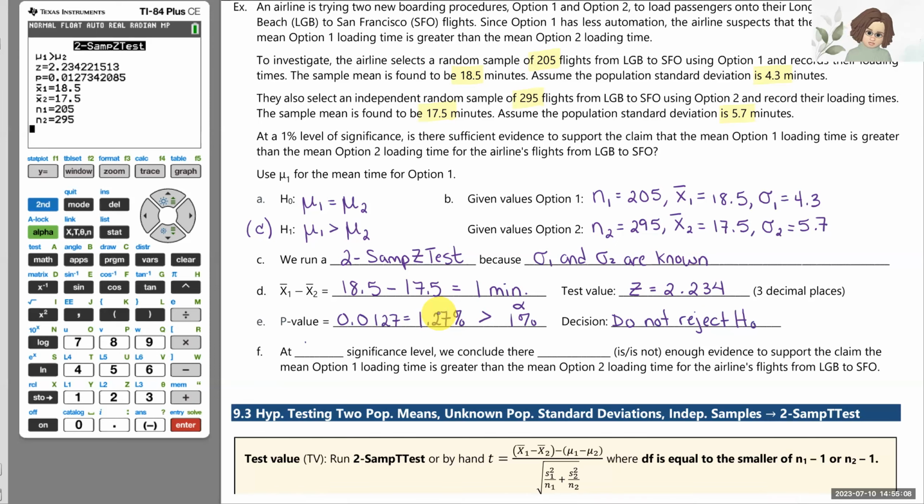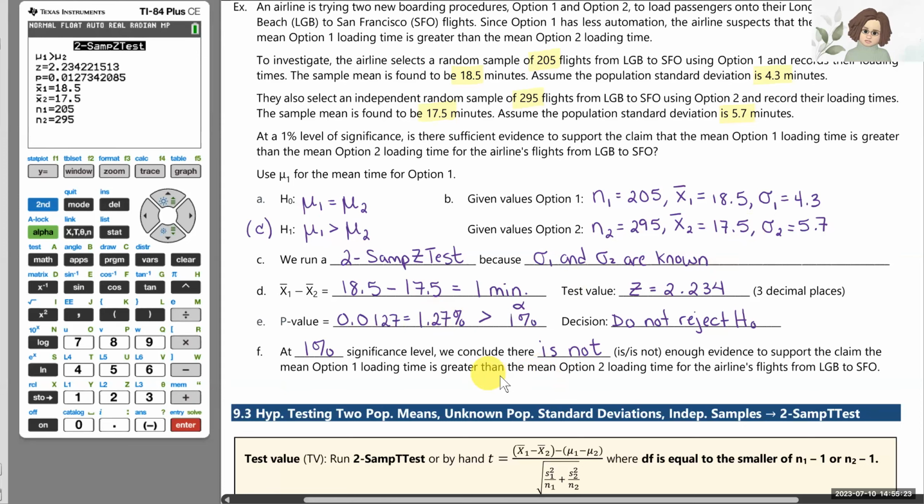All right, so at a 1% significance level, we conclude that there is not enough evidence to support the claim that the option 1 mean loading time is greater than the option 2 mean loading time.